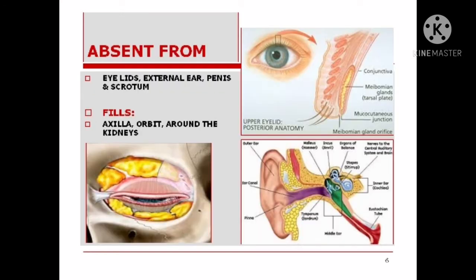The superficial fascia is absent from some areas like the eyelids, the external ear, the penis, and the scrotum, and it fills the axillary area, the orbit, and the area around the kidneys, which is called the perinephric fat.